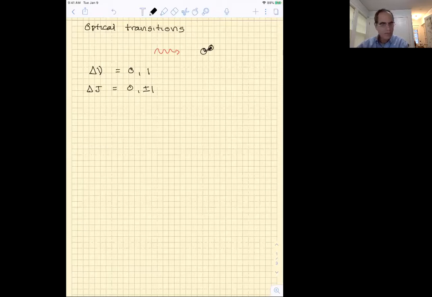In fact, we won't see all of these transitions for the following reasons. Transitions where delta V equals 0, these are called pure rotational transitions. And we're not going to observe them in our experiment because in these transitions, the transition energy is so small that it's outside of the range of the equipment that we're using. Okay?